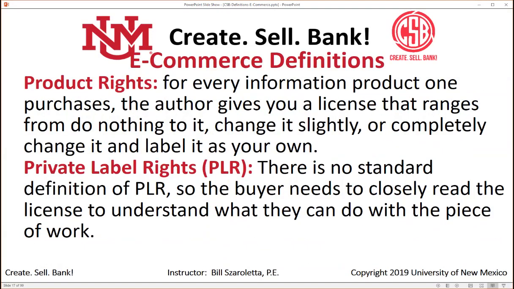Now, when you publish information, if you write something, you've got to be concerned with rights. So there's product rights. For every information product that you purchase, the author gives you a license, and that license ranges from you can't do anything to it, to you can change it slightly, or you can completely change it and label it as your own. And there's a lot of gradations in between. You just have to check out the license when you get that.